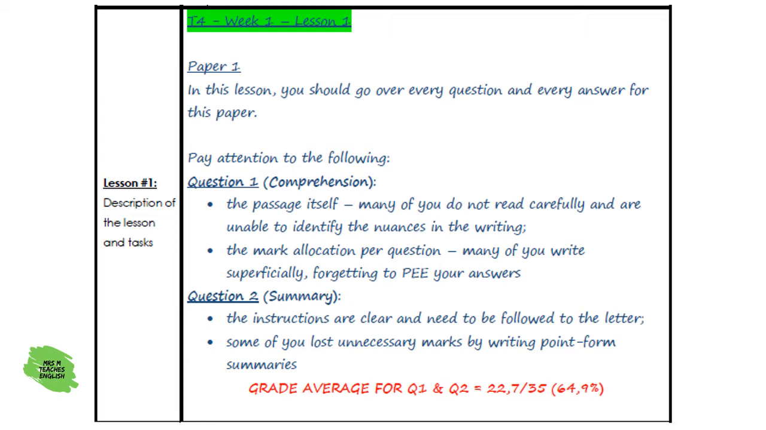The summary for question 2 was not that well written, and many of you, for some reason, wrote point form summaries. You are heavily penalized if you do that. So please look at the instructions and follow them to the letter. Your average, the grade average for questions 1 and 2 is 64.9 or 65%, which is where it should be. In matric, your June exam, question 1 and 2 will count as one language test. So if this had been matric next year, I would have been quite pleased with this average.